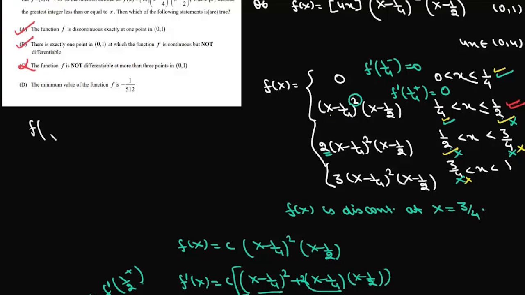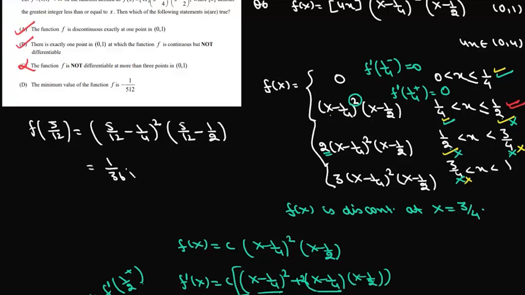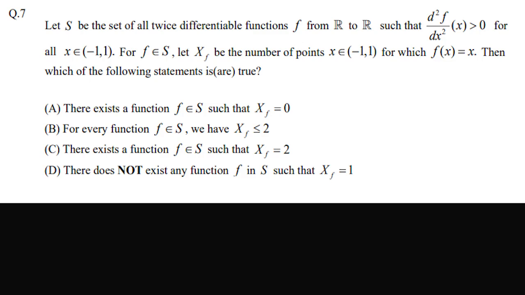Now we need to calculate its value. So we need to find f(5/12), and it will be in this interval. So it will be (5/12 − 1/4) squared and then (5/12 − 1/2). Now this is 2/12, 1/6, so there will be 1/36, and this is −1/12, and this is −1/432. So its minimum value is −1/432 and not −1/512. Option D is incorrect.